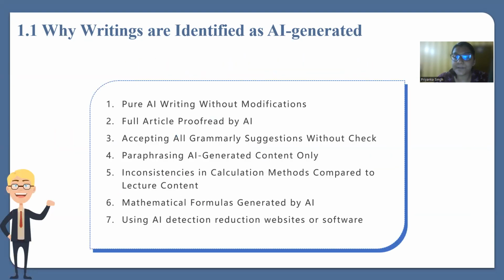To wrap up, here are the 7 types of AI writing that can be detected. Please note, avoiding these helps maintain your work's integrity.